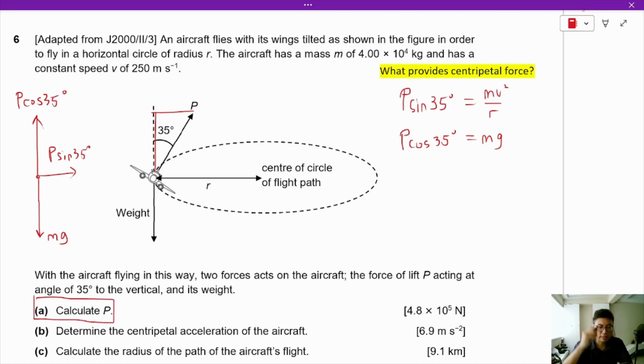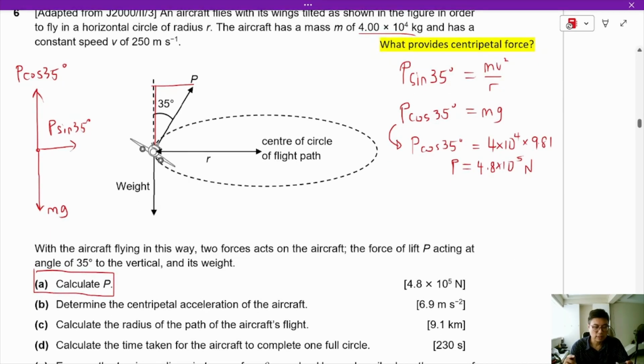So let's first calculate P. Now P cos 35 equals mg, so then we can write P cosine 35 is equal to the mass of the aircraft, which is 4 times 10 to the power of 4, and g is 9.81. So this gives us a P which is equal to 4.8 times 10 to the power of 5 newtons. So this is the lifting force of the aircraft, lift force.